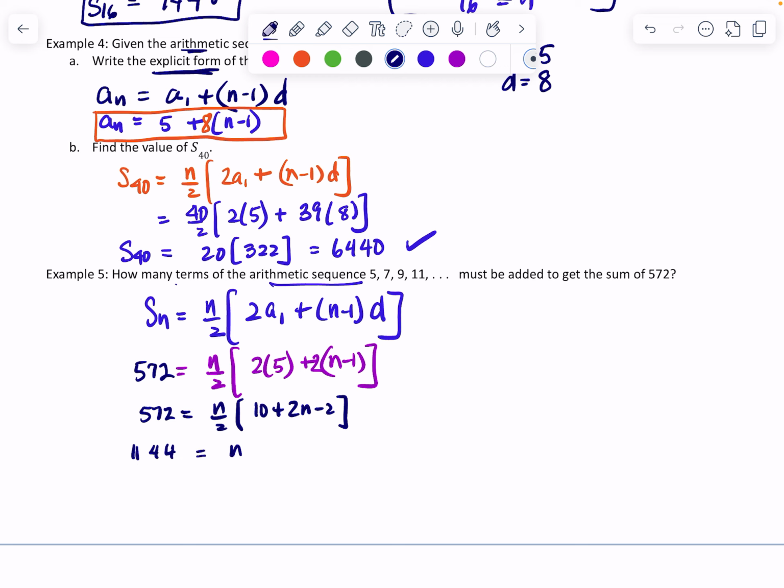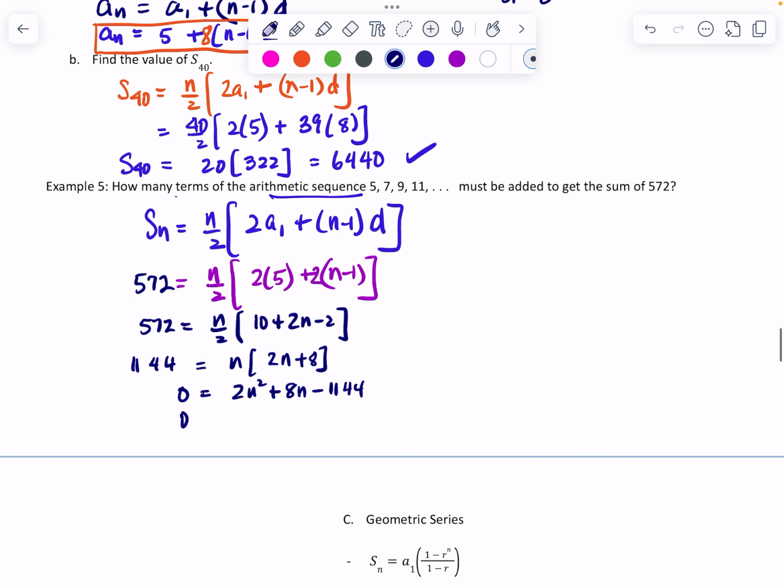2n plus 8. That's turning into quadratics. Minus 1, 1, 4, 4. Yep, that's quadratic. I'm going to divide everything by 2. 572. Calculators are available for this unit. And that's what the factoring will turn out to be. So n equals negative 26 or n equals 22.